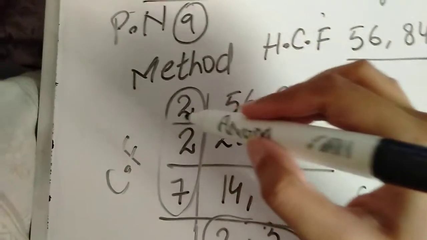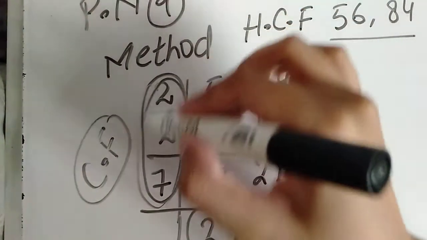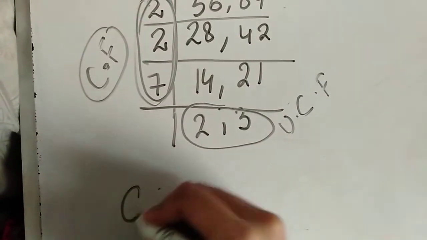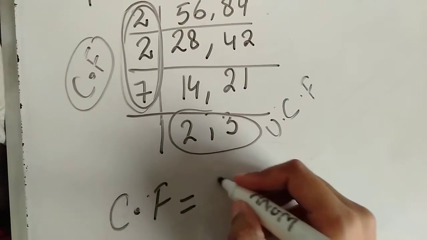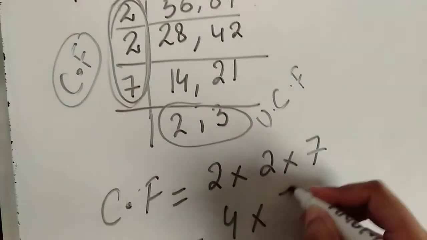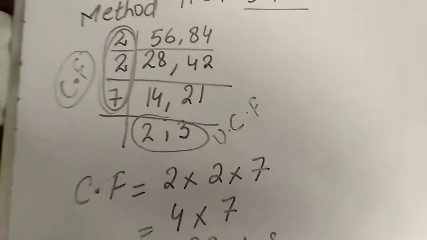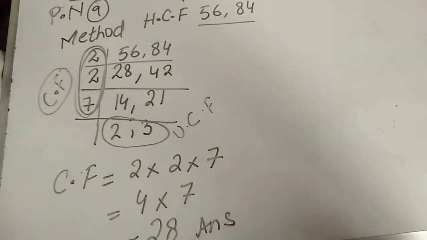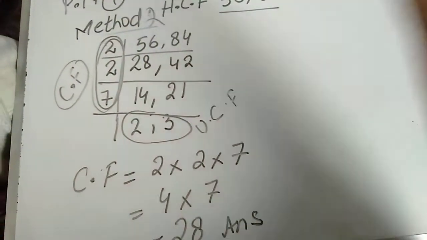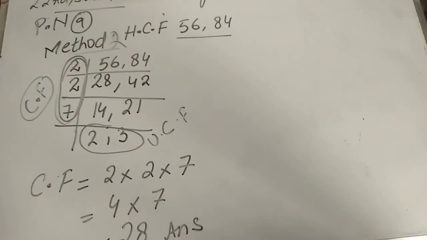As I have told you, for the HCF we will multiply the common factors. So we will multiply 2 with 2 and 2 with 7. The common factors will be 2 into 2 into 7. So it will be 4 into 7, and the answer is 28. So this is your method 2 to find HCF. Hope you have understood it.